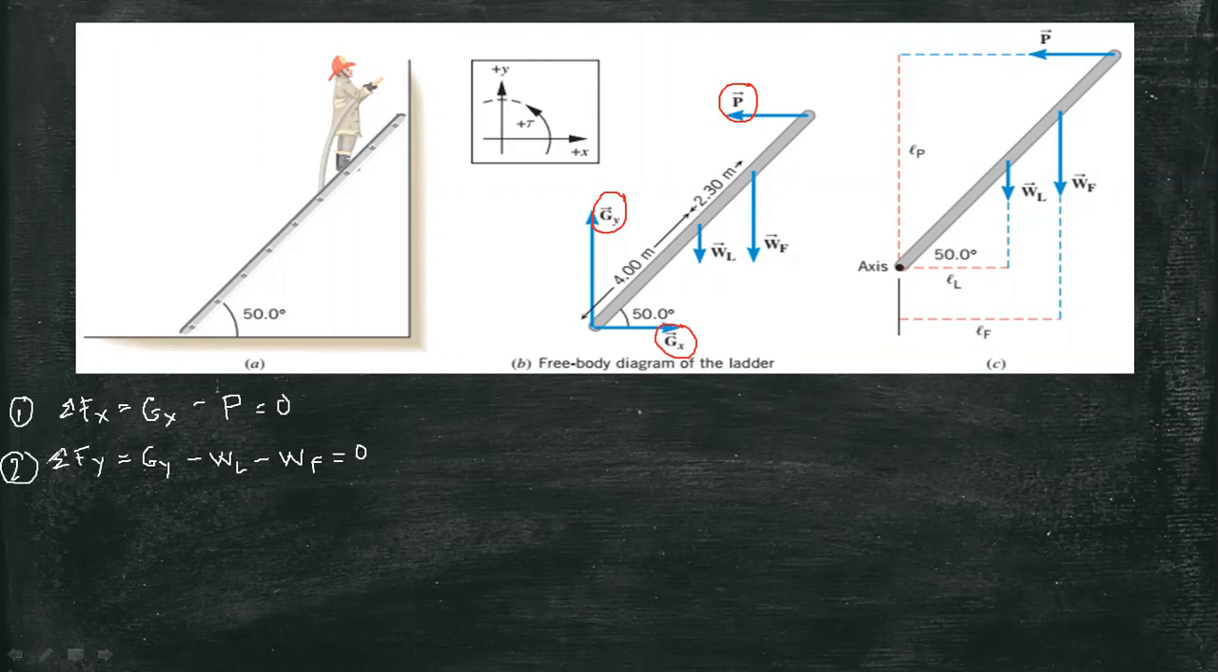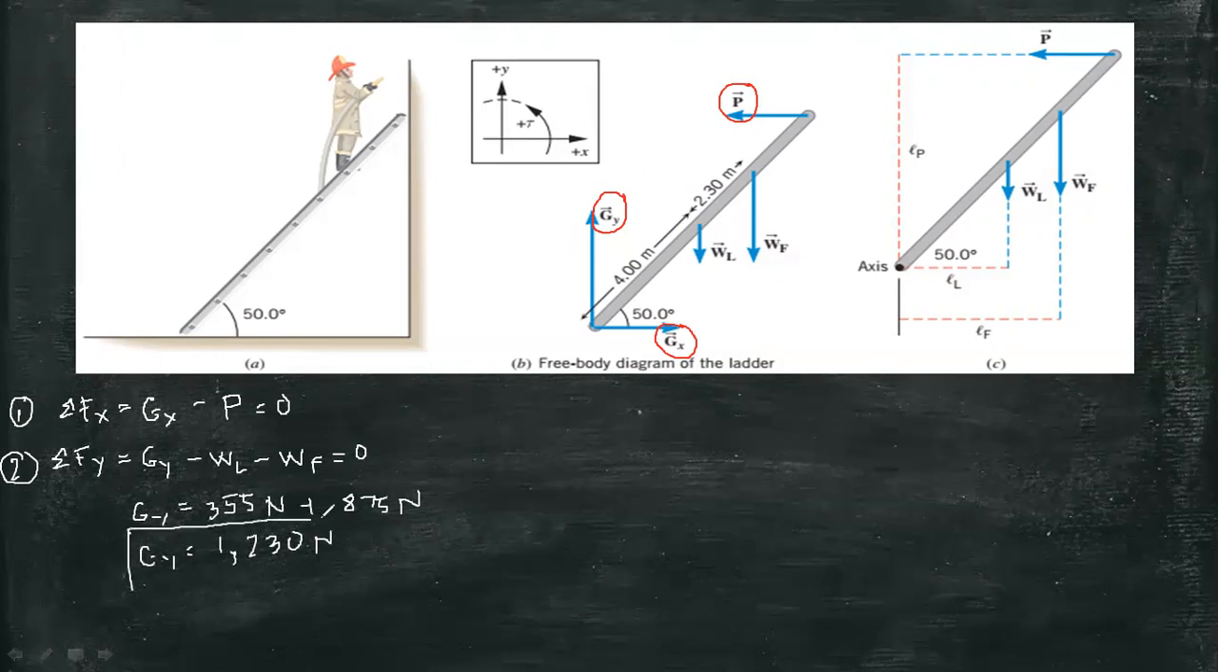Now for our third equation, we're going to get the summation of, sorry, we can solve now for Gy, since we have the weight of the firefighter and the weight of the ladder. So Gy now is equal to 355 Newton plus 875 Newton, which is now equal to 1,230 Newton. Okay, so we have now our first value, Gy.